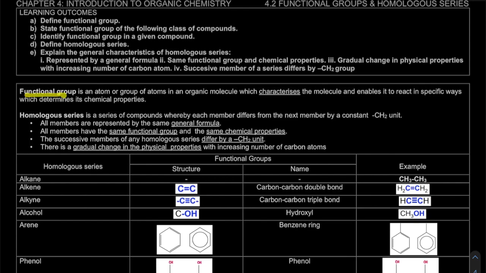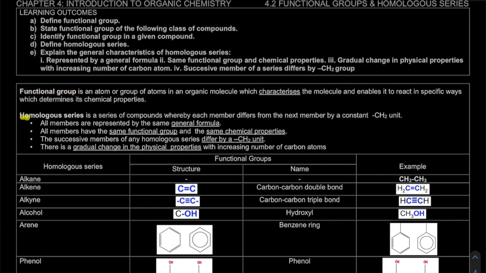So, functional group is an atom or group of atoms in an organic molecule which characterize the molecule and enables it to react in specific ways which determine its chemical properties. So actually this is the definition, but what we're going to learn further about the functional group is the examples of the functional group present in your organic compound, which we're going to learn for the rest of our semester 2. Okay, so that's the definition for functional group.